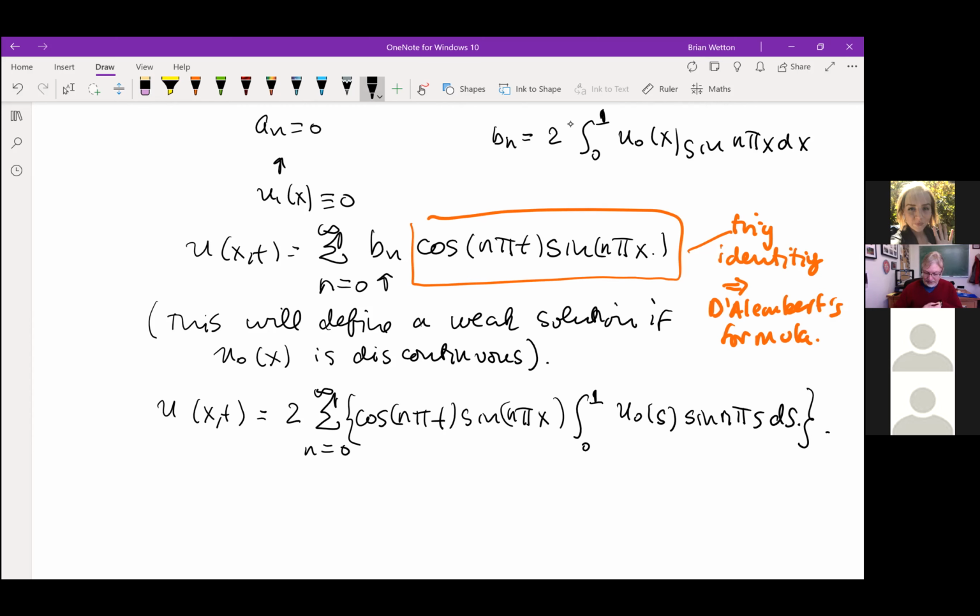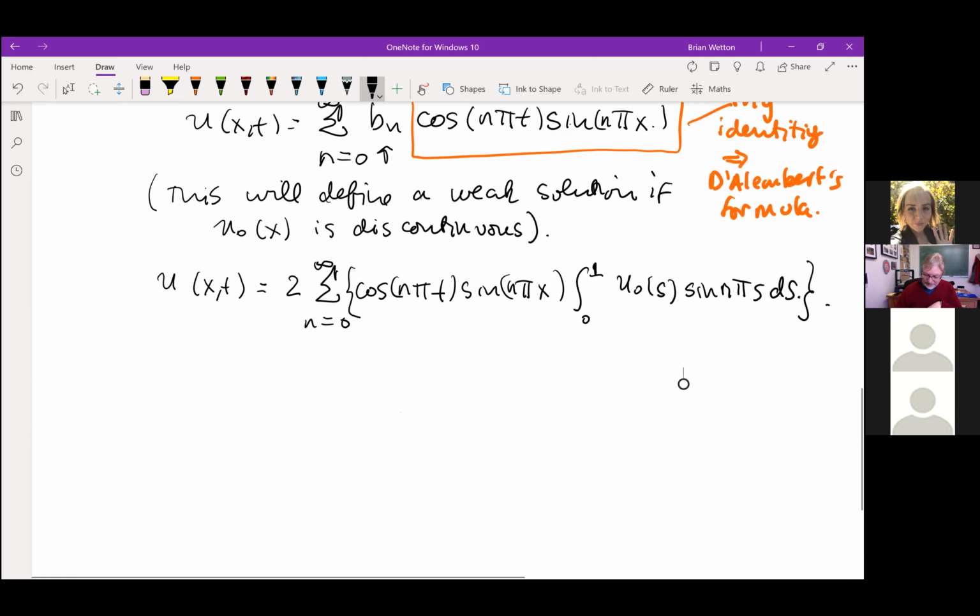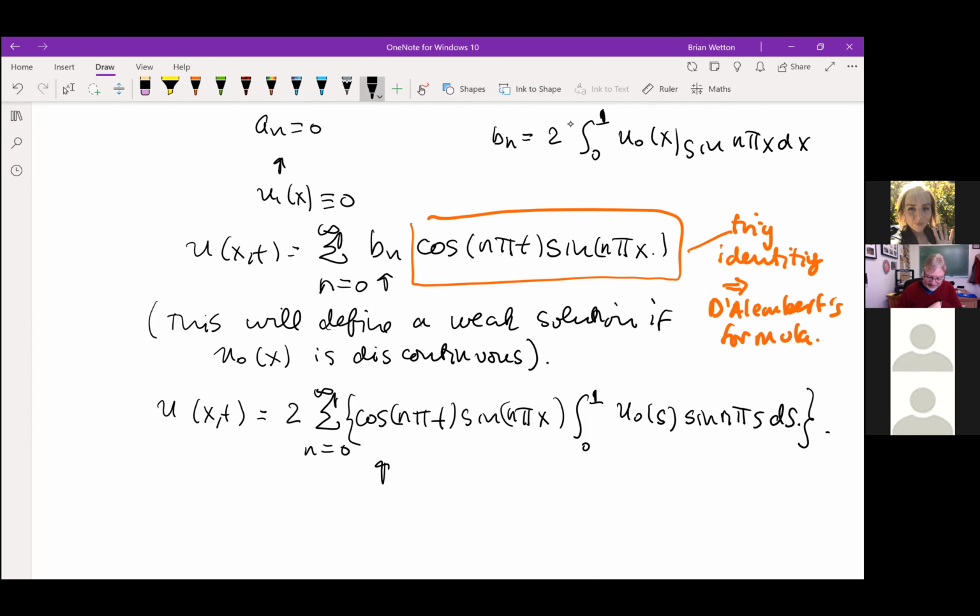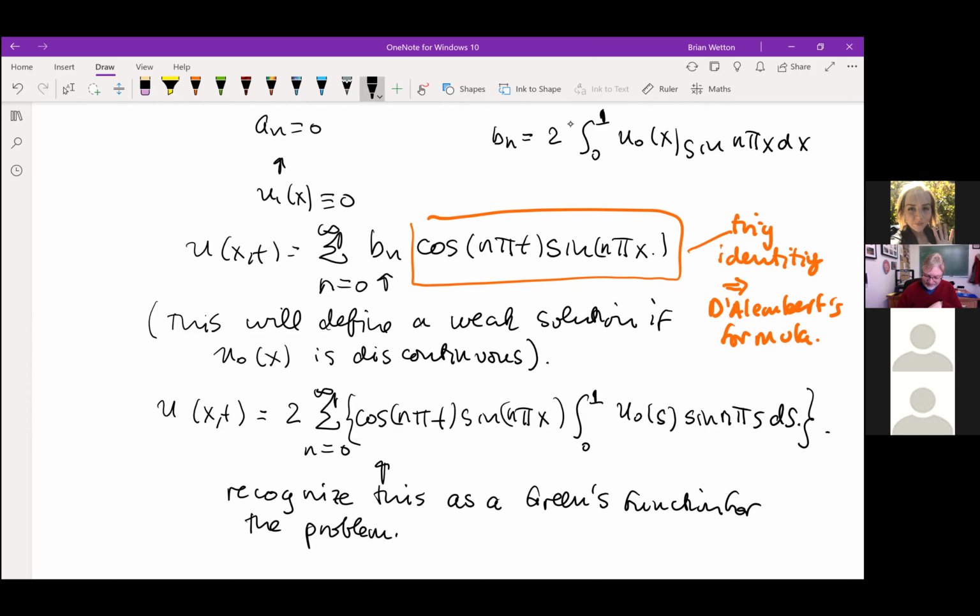Okay, so this is not how you typically write things, but let me just say, if I took the integral out, I could recognize this as a Green's function for the problem. Now, it's a Green's function that involves an infinite sum, so it's not particularly useful, okay? But nonetheless, for some theoretical purposes, it could help you.